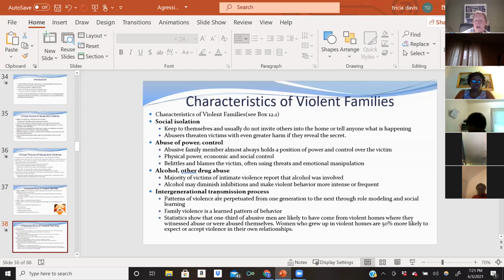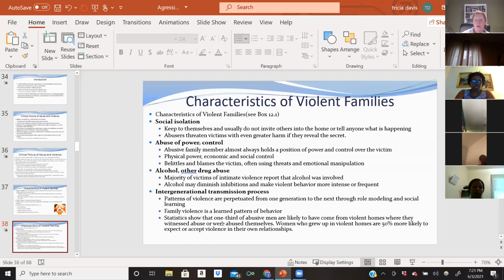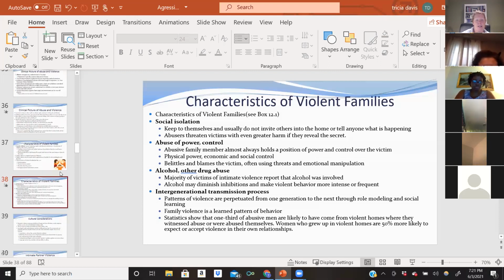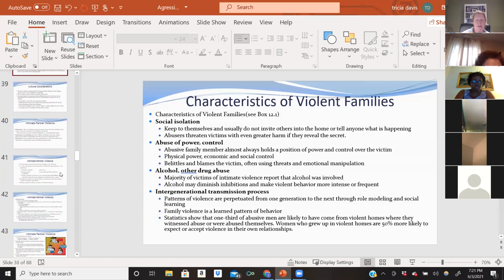Statistics do show that one third of abusive men are likely to have come from violent homes where they witnessed abuse or were abused themselves. Women who grew up in violent homes are 50% more likely to expect or accept violence in their own relationships. So these are important things for you guys to keep in mind.